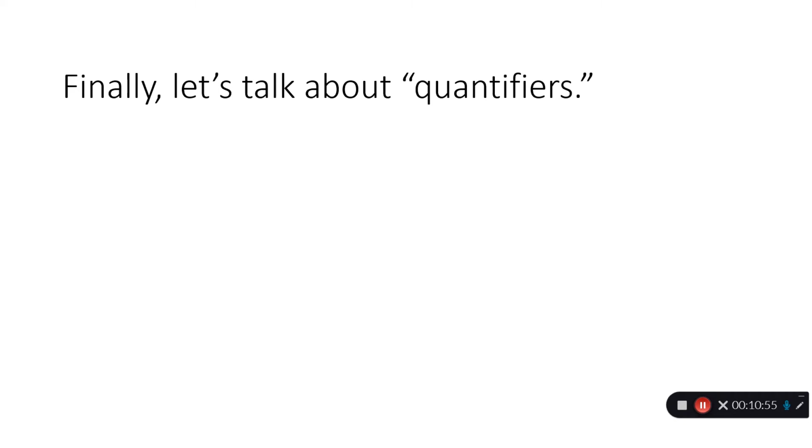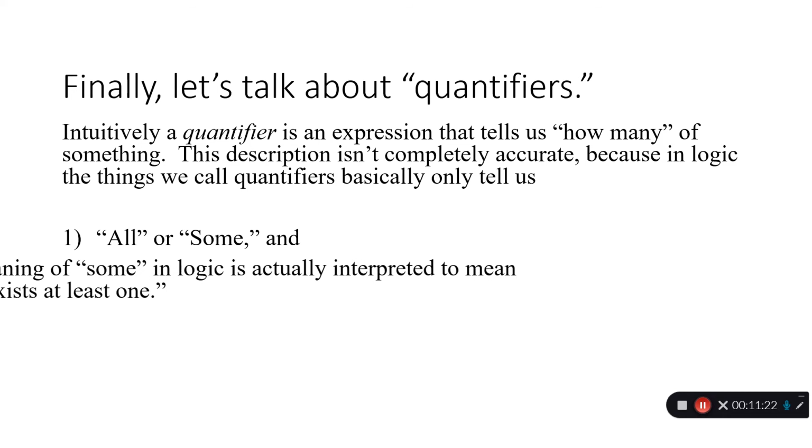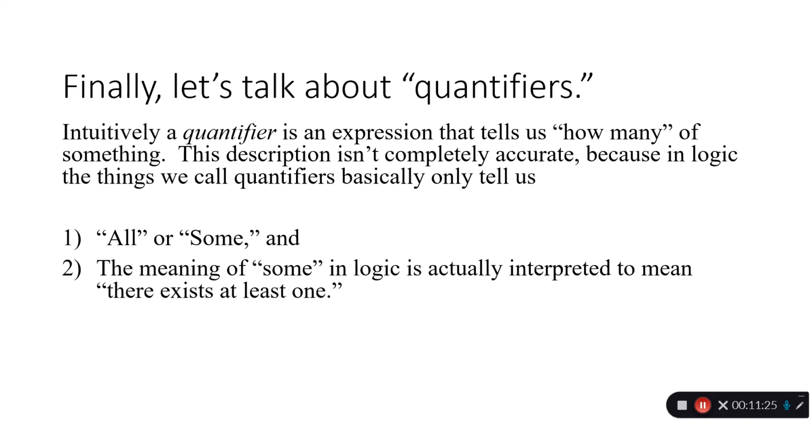So let's talk about quantifiers. That's the final piece in predicate logic. Intuitively, a quantifier is an expression that tells us how many of something. It's not really the best or most accurate way of looking at a quantifier, because in logic, the things we call quantifiers just really tell us the following. They tell us all or some, but the word some has a special meaning in logic. Some doesn't really mean not all. Some doesn't mean only some. Some means there exists at least one.